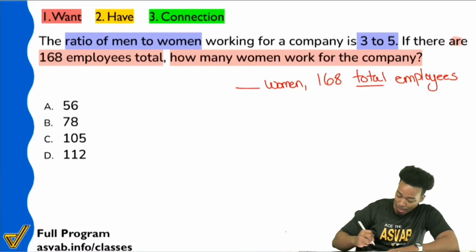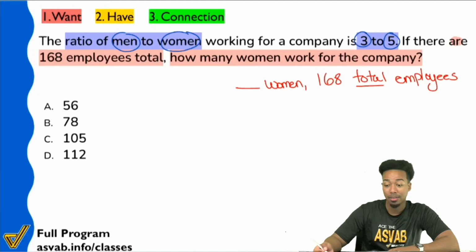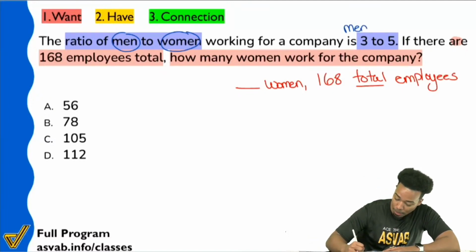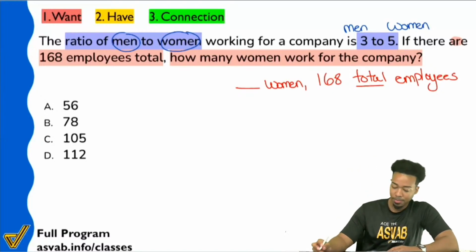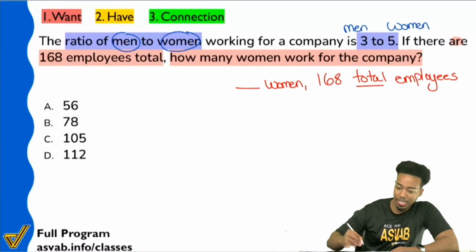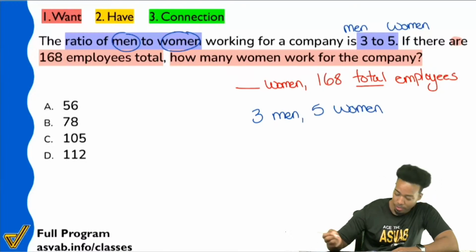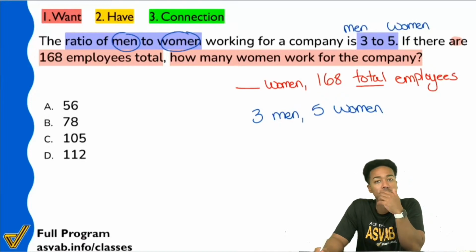So with that said, here's what we're going to do. If they say, hey, men to women, 3 to 5, what that means is the 3 represents the first one, men, and the 5 represents the second one, women. Does that make sense? What that means again is that we have 3 men for every 5 women. Okay, that's all the information they gave us.